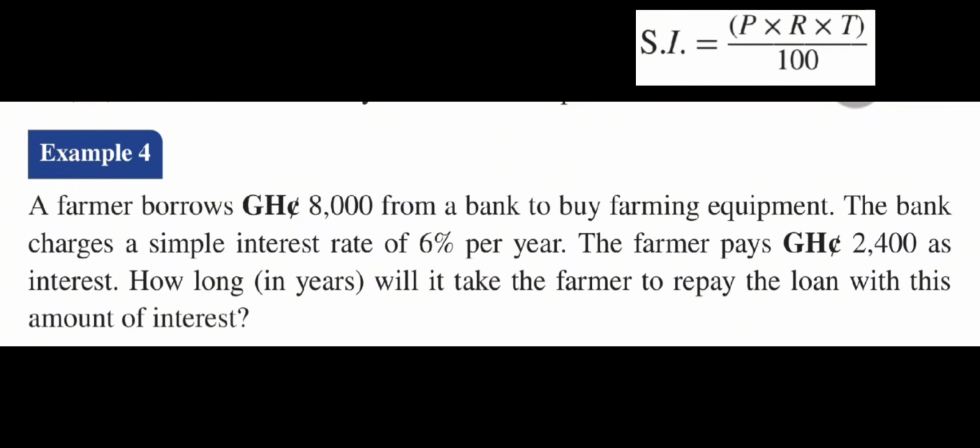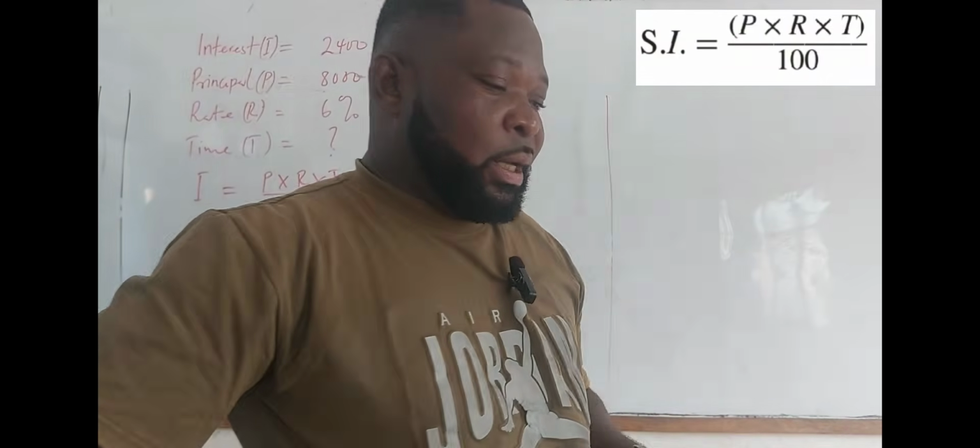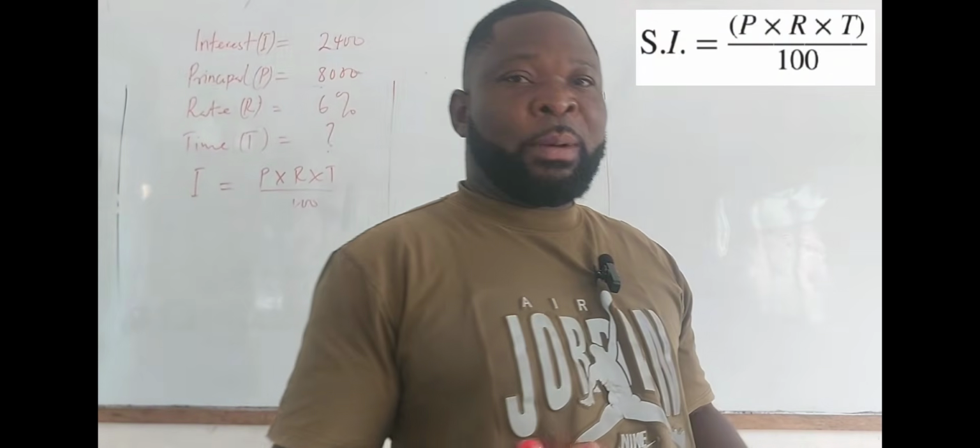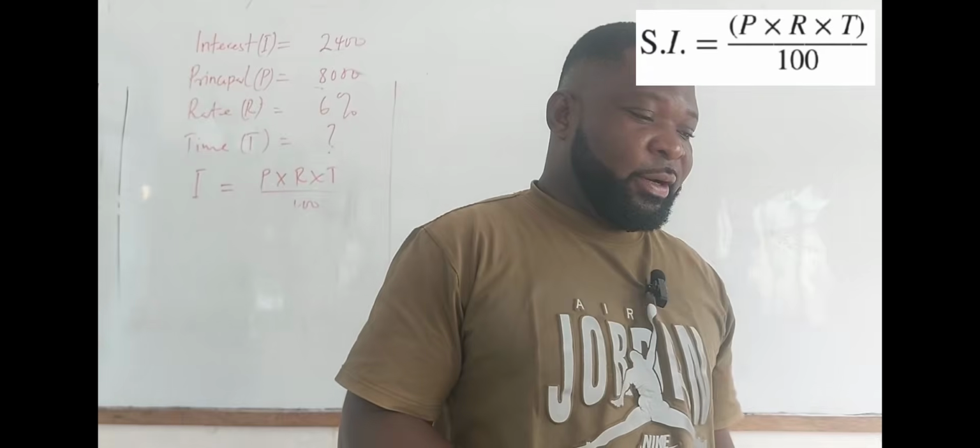A farmer borrows 8,000 Ghana cedis from the bank to buy farming equipment. The bank charges a simple interest rate of 6% per year. The farmer pays 2,400 Ghana cedis as interest. How long in years will it take the farmer to repay the loan with this amount of interest? The next question is talking about the farmer borrowing an amount of money from the bank, right?